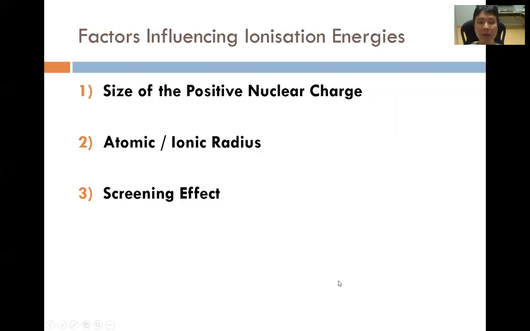Okay, so now having defined ionization energies, we are ready to look at the factors that influence ionization energies. How do we apply this? For example, if we want to compare the ionization energy of atom A to atom B, then we need to understand what are the factors that will result in the difference in the values of the ionization energies between the two atoms. And these are the three factors that influence the ionization energies. Factor 1 is the size of the positive nuclear charge. Factor 2 is the atomic and ionic radius, while factor 3 is the screening effect.